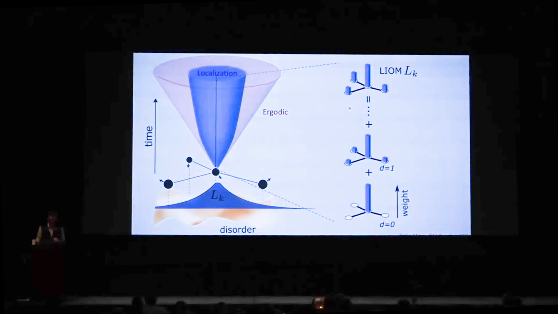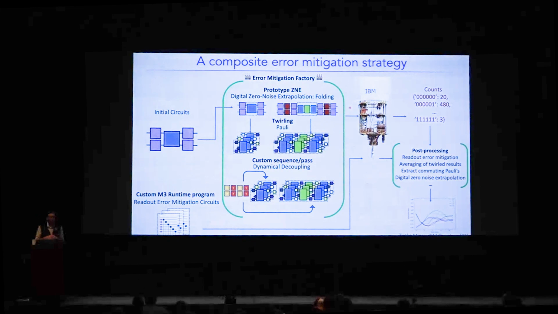Now, to do this experiment, we have to overcome the noise on the quantum devices. And to do that, we employ a composite error mitigation strategy, which involves digital zero noise folding, Pauli twirling, dynamical decoupling, custom readout mitigation, modified M3, and then we combine all of these in different ways. We optimize things. You can ask me the questions if you want to know more about that.